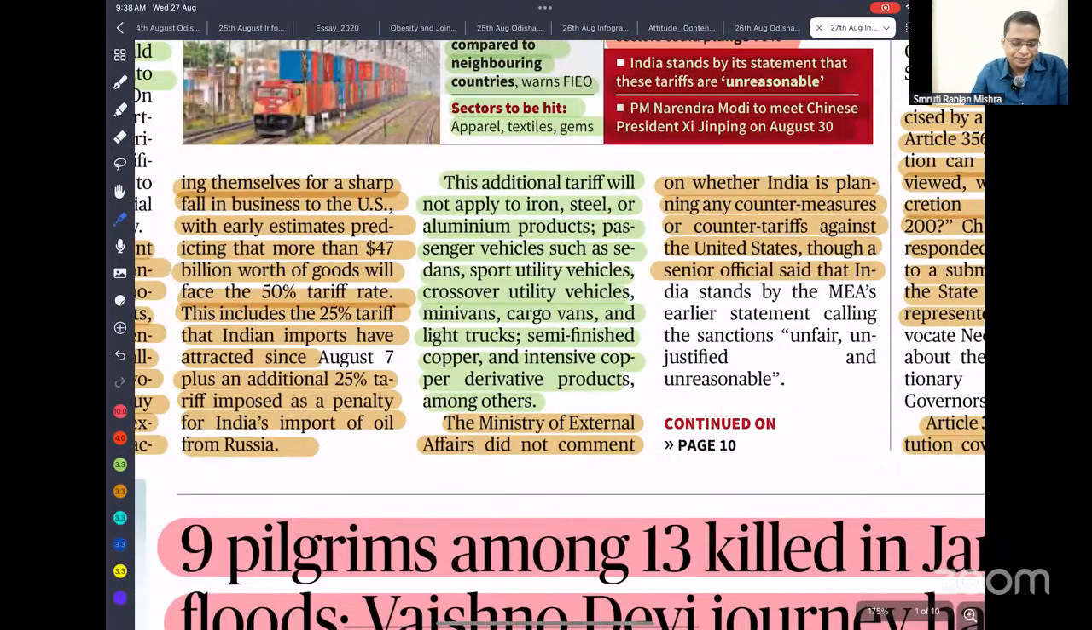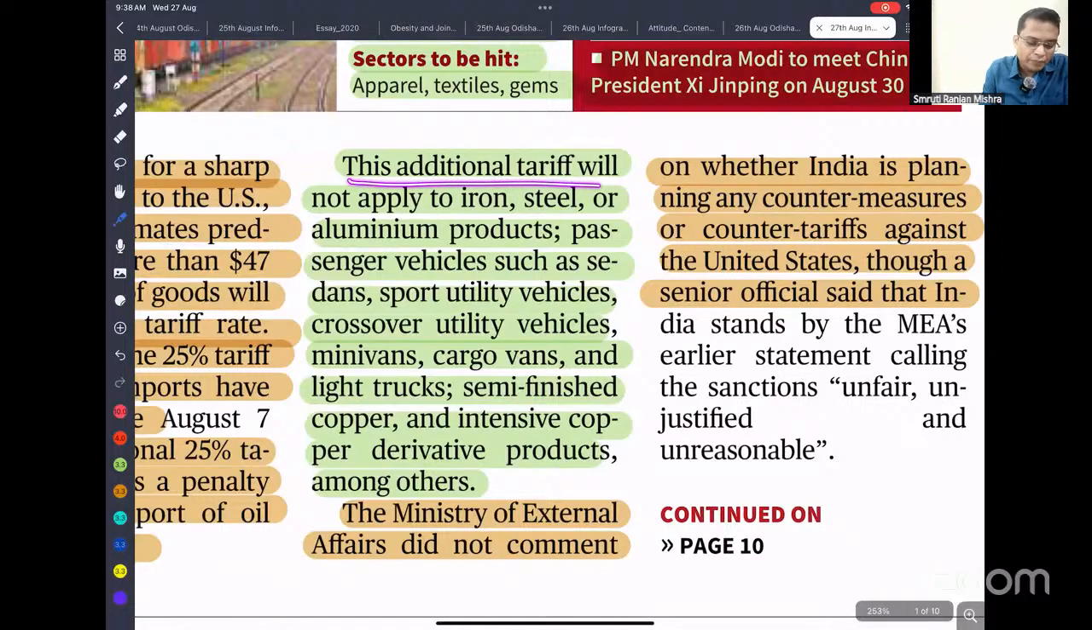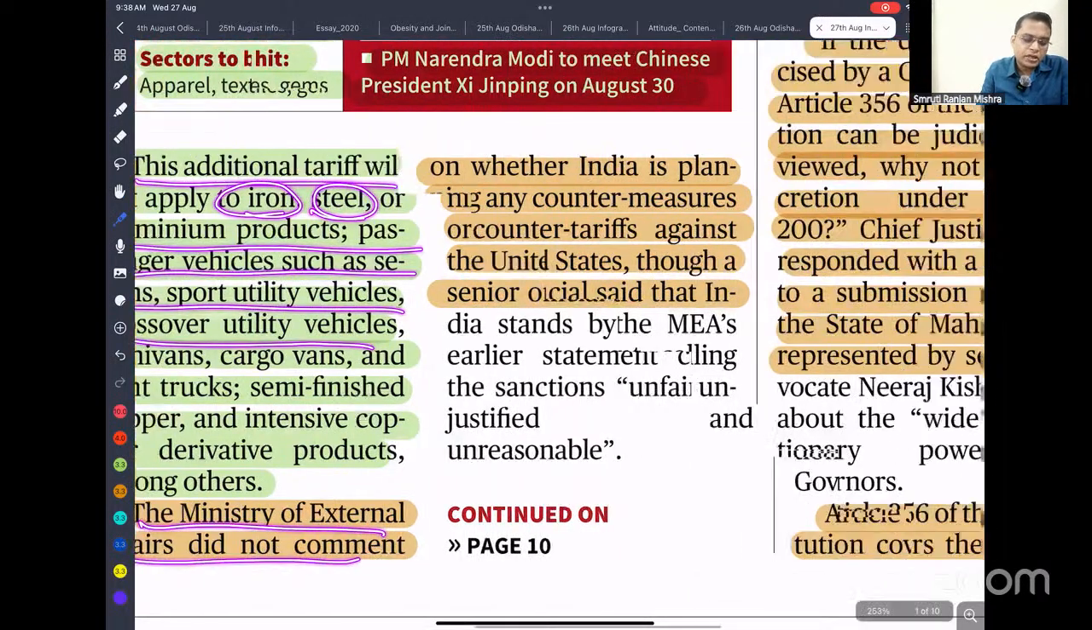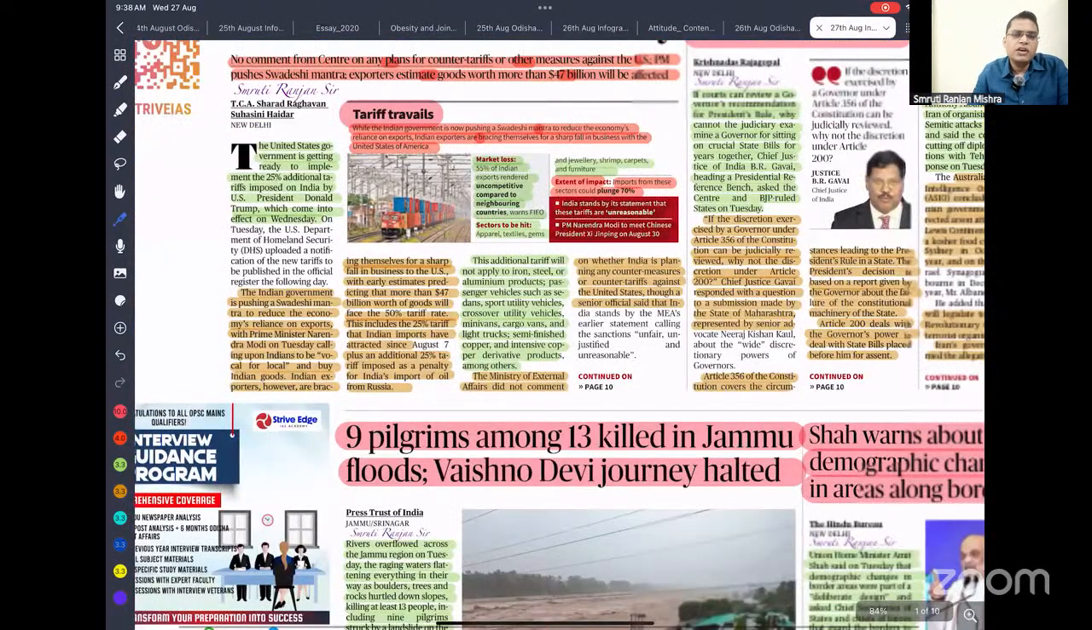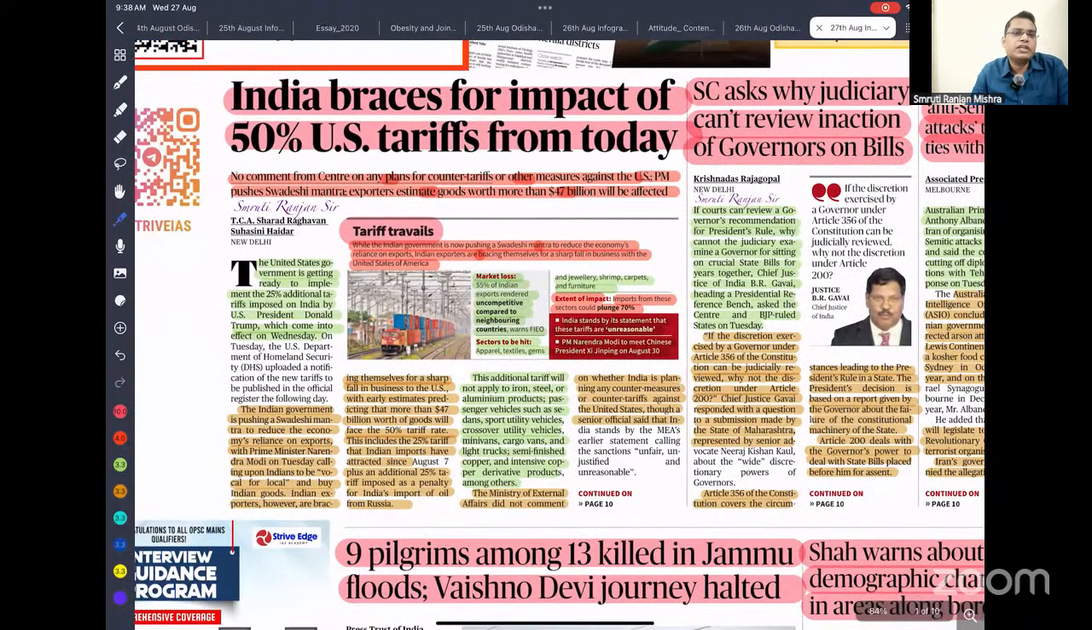So this additional tariff will not apply to the iron, steel, aluminum product applicable. The Ministry of External Affairs did not comment on whether India is planning a countermeasure or not. We have nurtured and improved our relationship with the USA for the last 2 decades. But now, because of the transactional approach of Donald Trump, our relationship is being hurt because he is imposing more tariffs. That is pushing India towards exploring alternative partners.